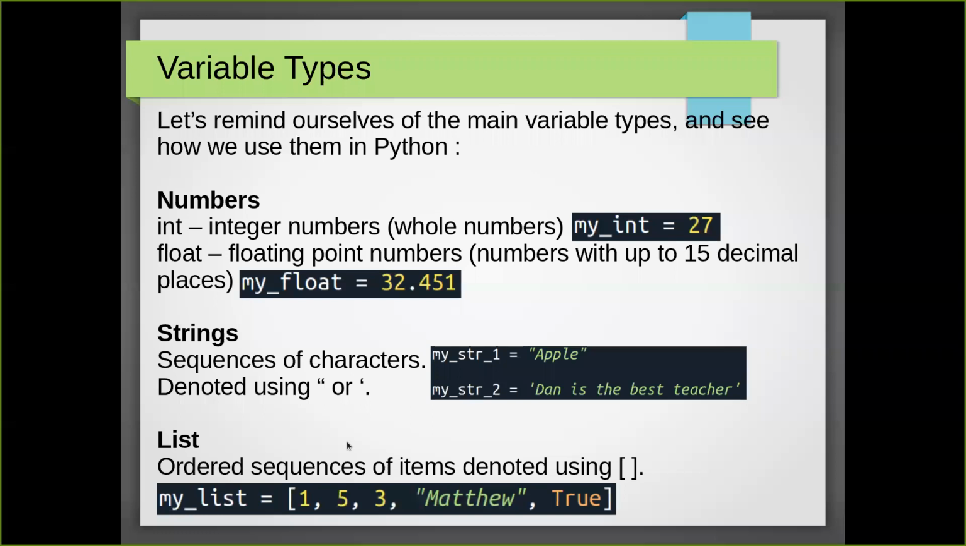As well as integers, obviously life wouldn't be particularly interesting if we just had whole numbers. And whenever we're doing anything scientific, we're probably going to need floating point numbers. These are numbers with up to 15 decimal places.